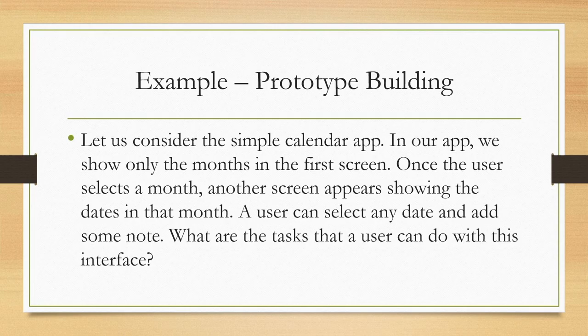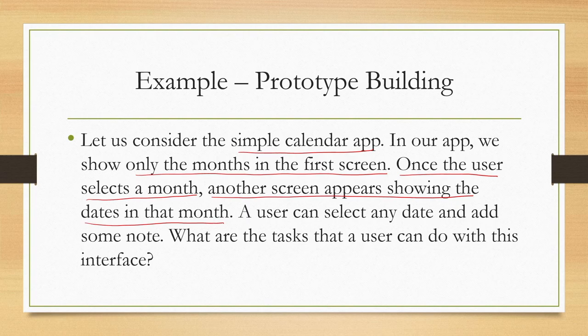Let us try to understand this in terms of one example. Earlier we talked about a simple calendar application. So let us now try to understand cognitive walkthrough with respect to an interface that we have designed for the calendar application. Suppose we have a design for the calendar app. In our app, we show only the months in the first screen. Once the user selects a month by some means, either by mouse click or tap, another screen appears showing the dates or the days in that month. A user can select any day and add some note. So that is the interface that we propose for the simple calendar app.